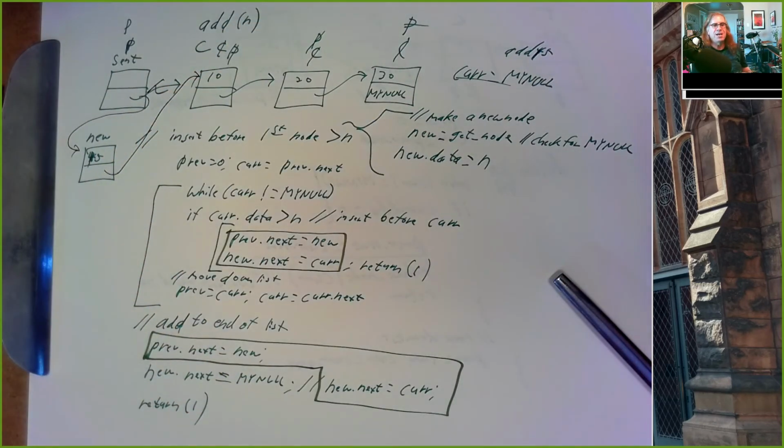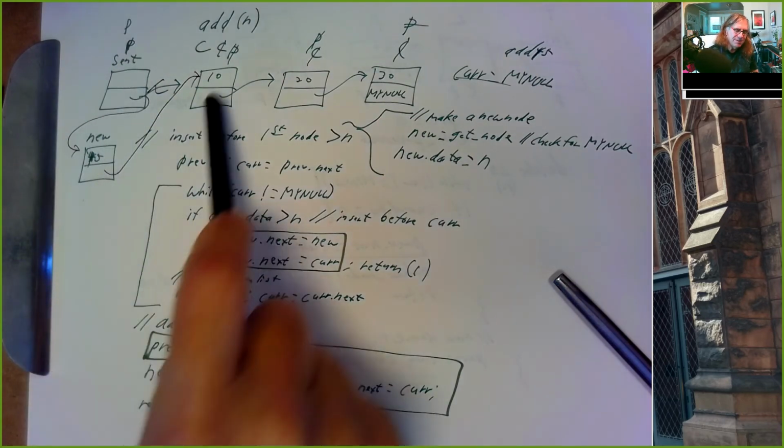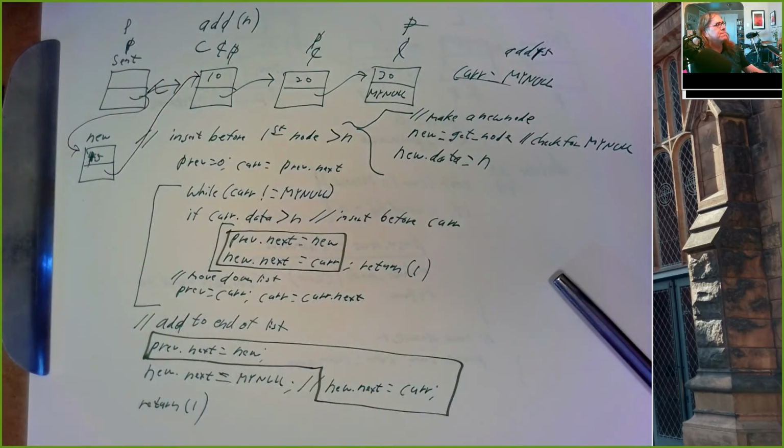And hey, that's exactly the right thing. Our sentinel points to the 5, that points to a 10, and everything else is the same. So this actually works in the case where you're inserting into the beginning of the list.